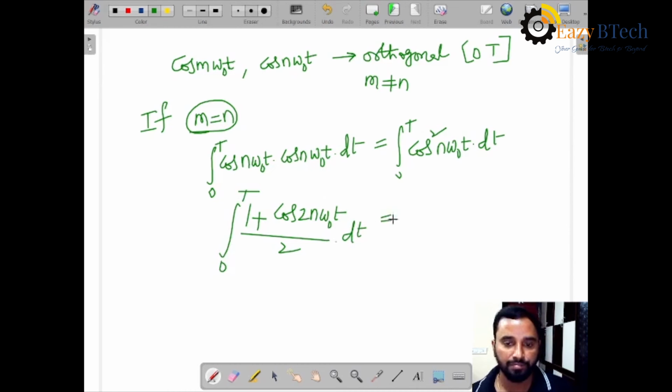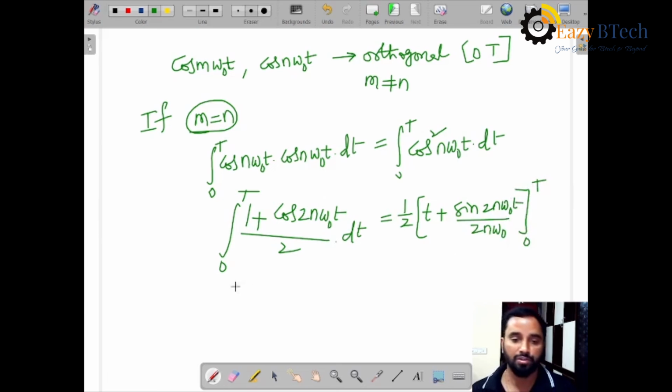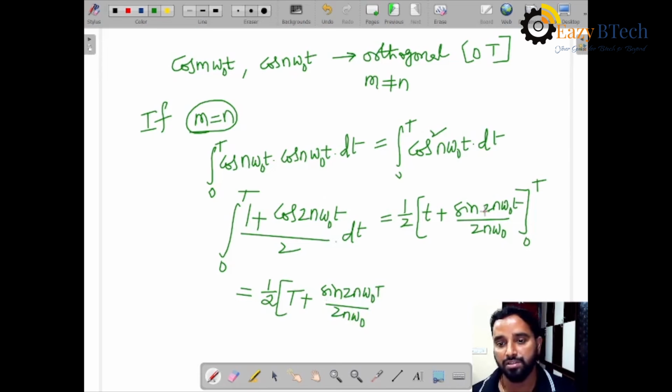Let's do this integral. Here 1 by 2 we can write outside. The integration of 1 is t, plus the integration of cos is sin 2n omega naught t divided by 2n omega naught, with limits 0 to T. Let's substitute the upper limit and lower limit. The upper limit is T plus sin 2n omega naught T divided by 2n omega naught, and at the lower limit 0, sin 0 is also 0, so the lower limit value is 0.